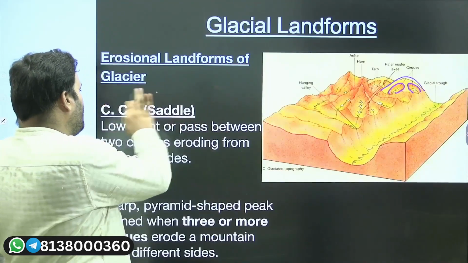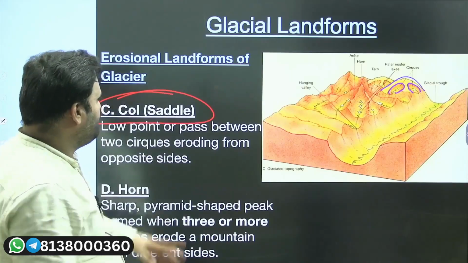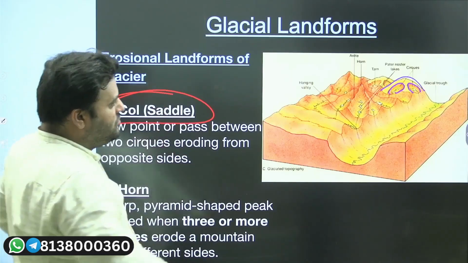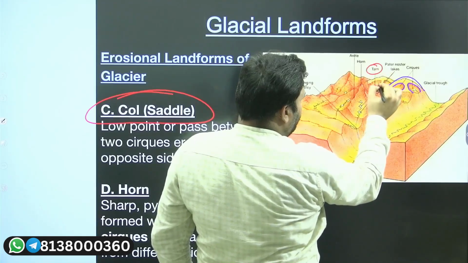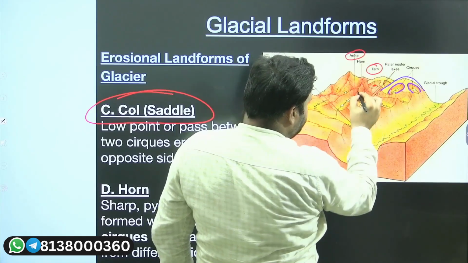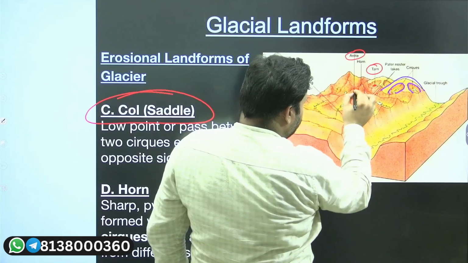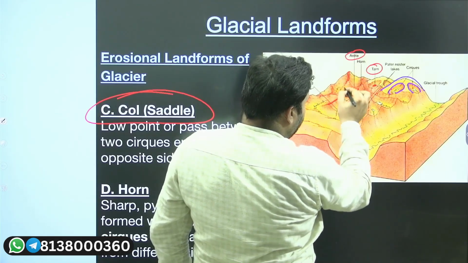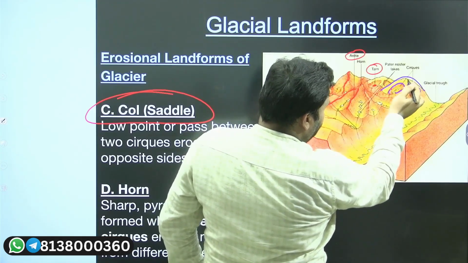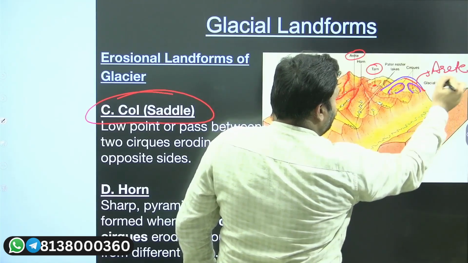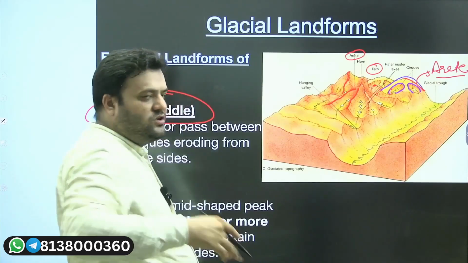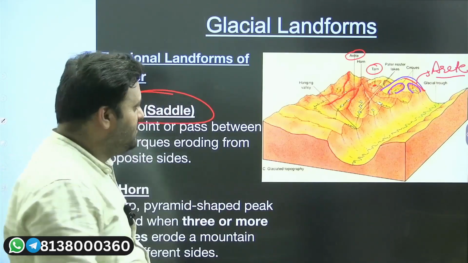Then we have a col or saddle. This is one of the erosional landforms. Here you can see we have a cirque, we have Tarn Lake, and we have arête. This is the arête, this is the arête, and again this will be the arête. Simple. How does the slope look?